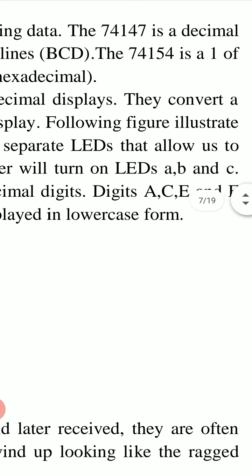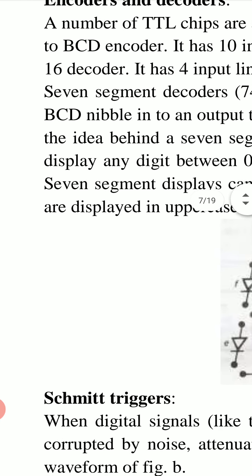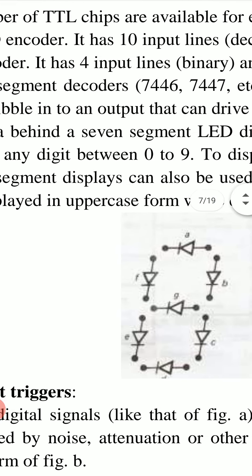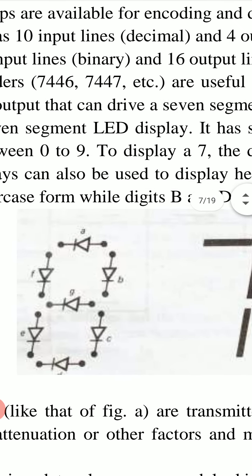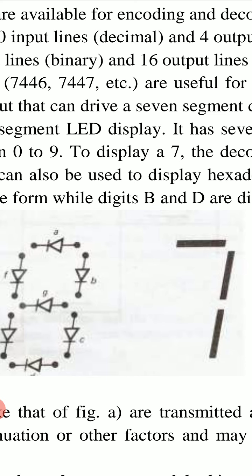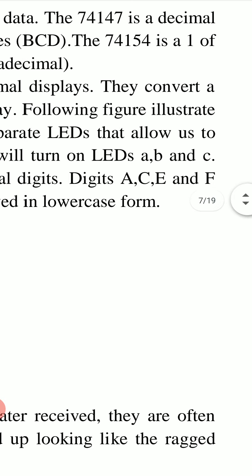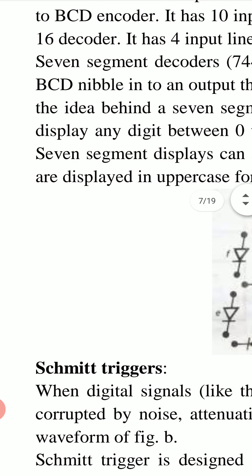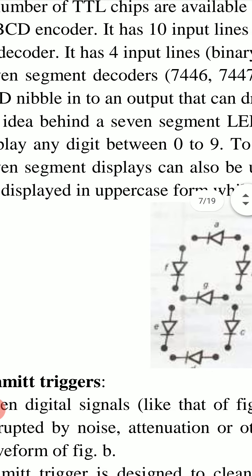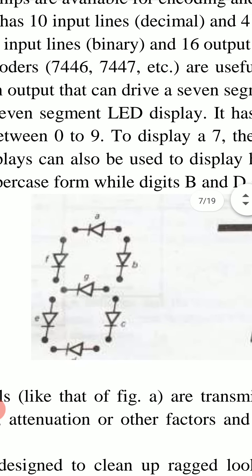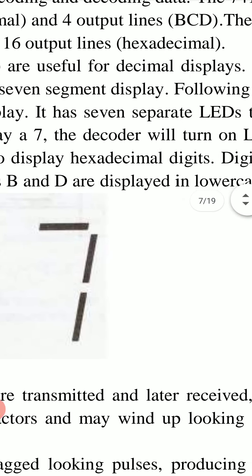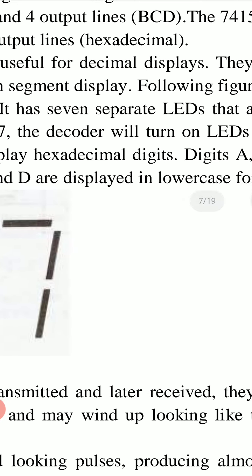The 74147 is a decimal to BCD encoder. It has 10 input lines for decimal numbers and 4 output lines for BCD numbers, binary coded decimal numbers. The 74154 is a 1 of 16 decoder. It has 4 input lines for a binary number and 16 output lines for hexadecimal numbers.